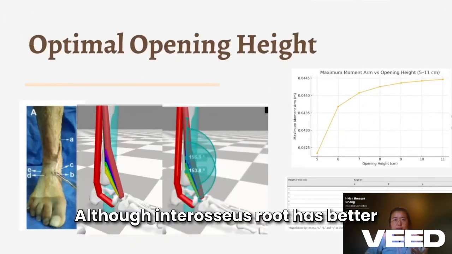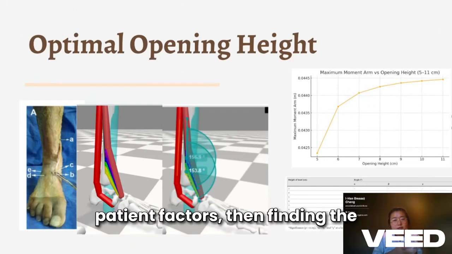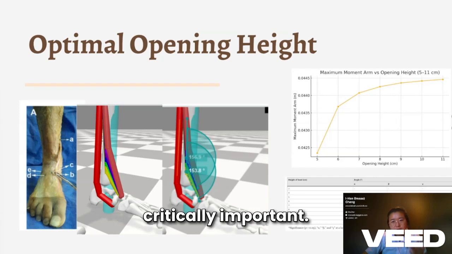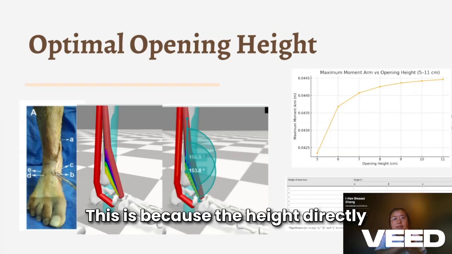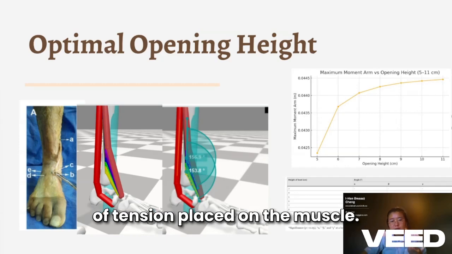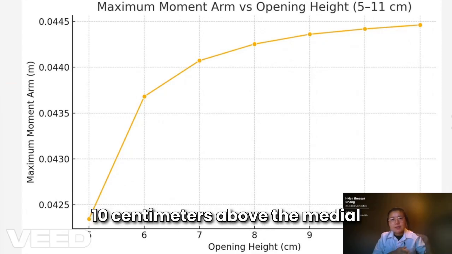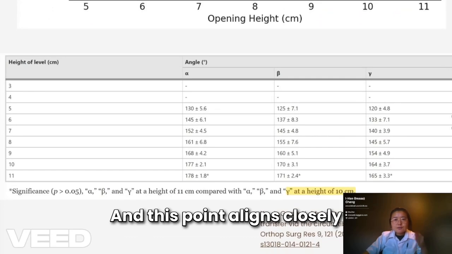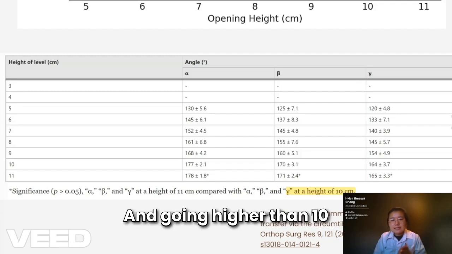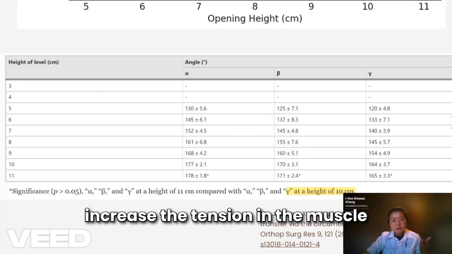Although interosseous route has better biomechanical advantage, if a surgeon decides to use the circumtibial route due to other patient factors, then finding the precise tendon opening height becomes critically important. This is because the height directly affects both the alignment of the tendon and the amount of tension placed on the muscle. In my simulation, I found that an opening height of 10 centimeters above the medial malleolus was the sweet spot. And this finding aligns closely with what previous cadaveric study have reported. And going higher than 10 centimeters didn't provide any biomechanical benefit and could also increase the tension in the muscle, leading to muscle tearing.